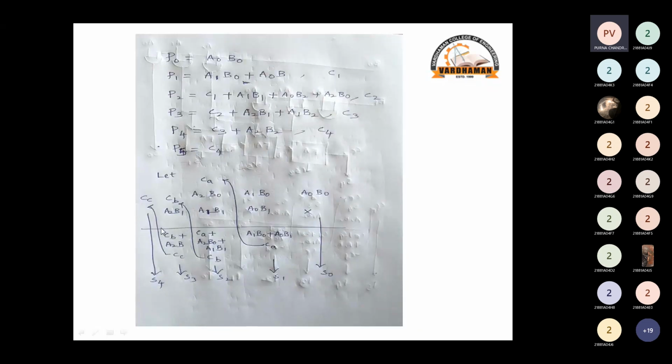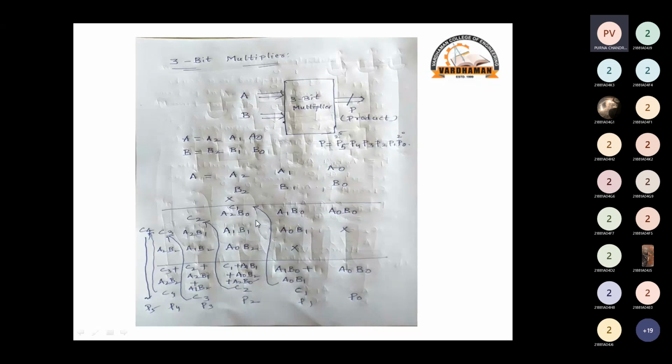Instead of implementing the whole thing at a time, first I will implement this portion. Clearly observe my cursor moving like this. This portion only: A2 B0, A1 B0, A0 B0, A2 B1, A1 B1, A0 B1. After implementing that, I will add the result to the remaining portion, and that will give you the final result.